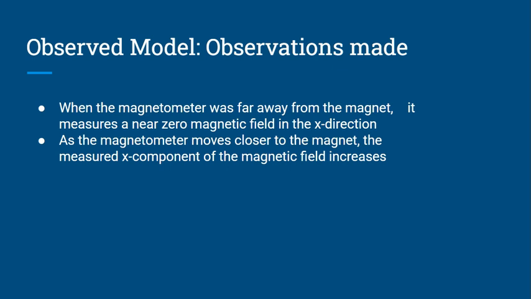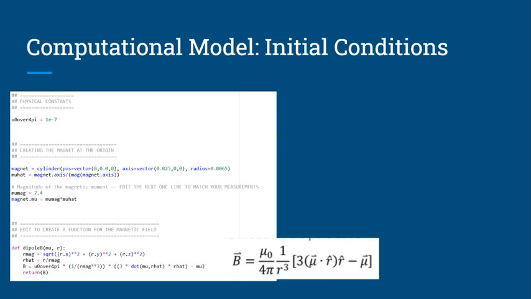Now, some observations that we made in the observed model: when the magnetometer was far away from the magnet, it measured a near zero magnetic field in the x direction. But as the magnetometer moves closer to the magnet, the measured x component of the magnetic field increases.